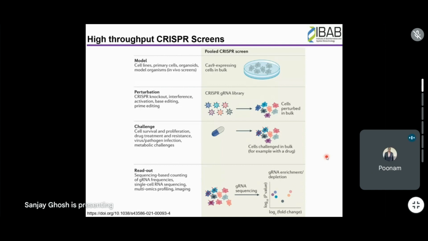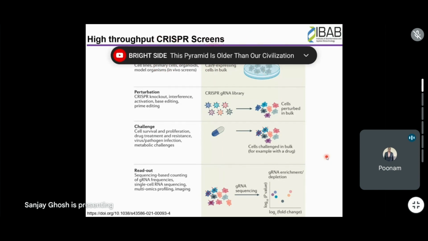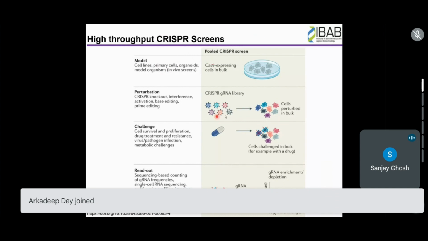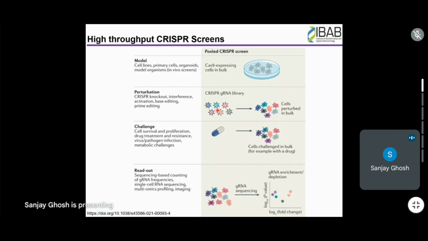So are these vectors commercially available, or does one have to do the cloning oneself? They are available from Addgene. Even the guide RNA library one can purchase from Addgene. There is a guide RNA library for human, mouse, yeast, all model organisms.